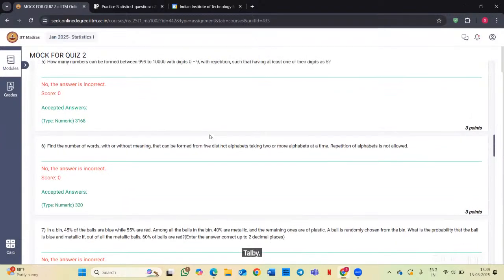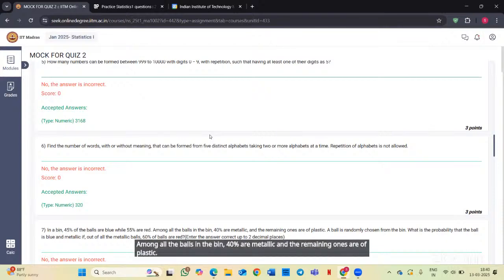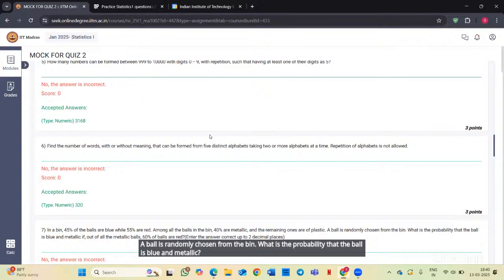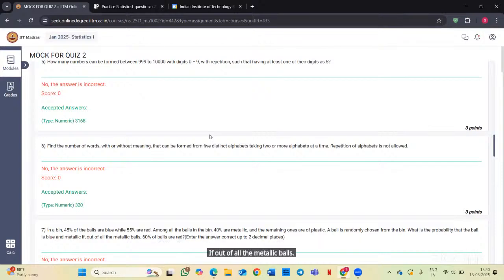Okay. The next question. In a bin, 45% of the balls are blue, while 55% are red. Among all the balls in the bin, 40% are metallic, and the remaining ones are plastic. A ball is randomly chosen from the bin. What is the probability that the ball is blue and metallic if out of all the metallic balls, 60% of the balls are red? So read the question again.